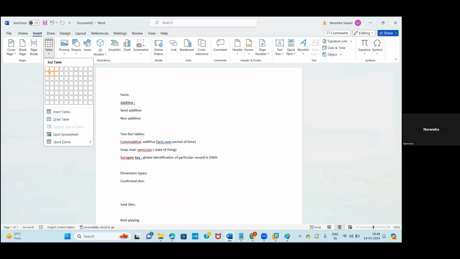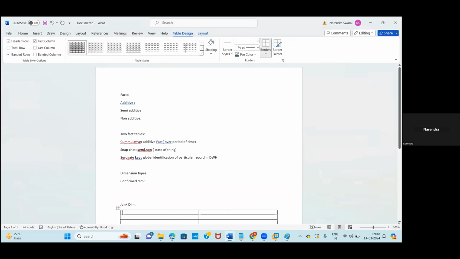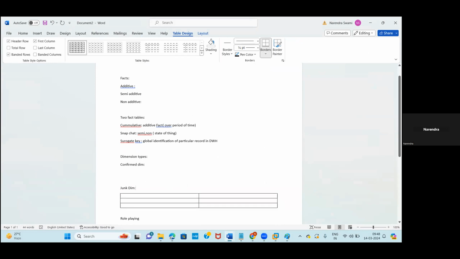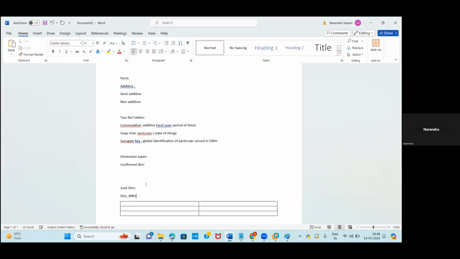Okay, suppose I have taken one example table called the marriage dimension. This is known as dim marriage. This marriage table has one marriage ID, or marriage key also, it is fine. And here is a marriage description. In some cases the description can be something like one is married, and two is unmarried.